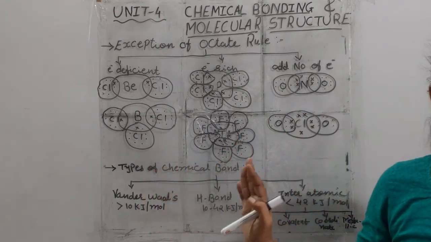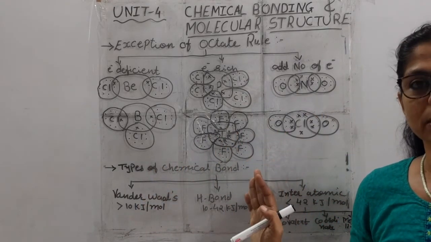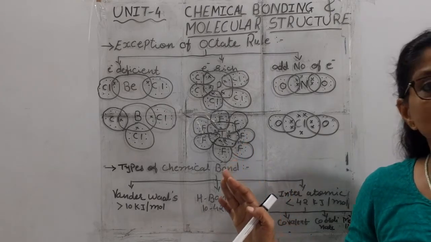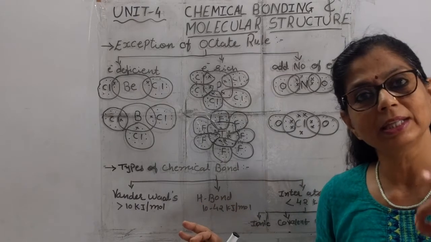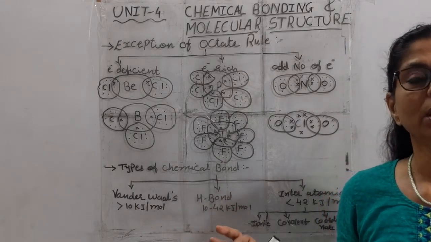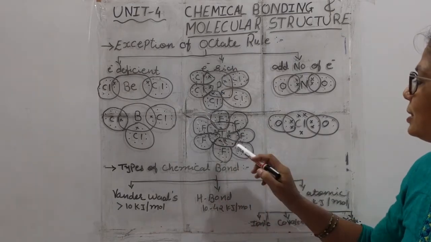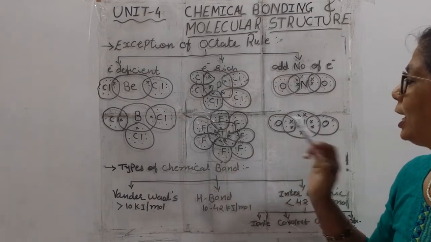Even then, this phosphorus pentachloride is a stable compound. So these are the exceptions, student, which do not follow the octet rule, but they come under the name of stable compounds. Then another example I have drawn over here, IF7.